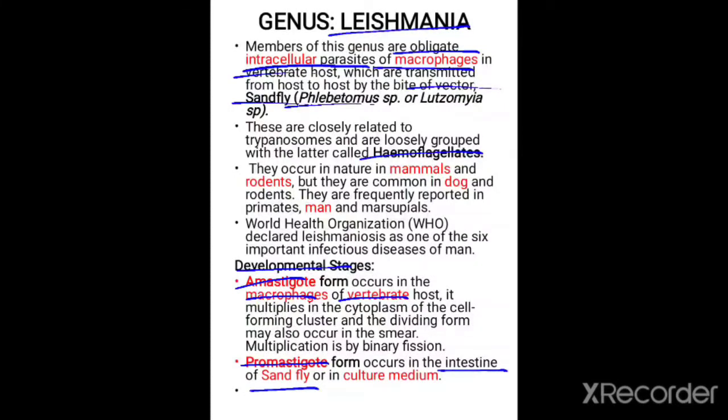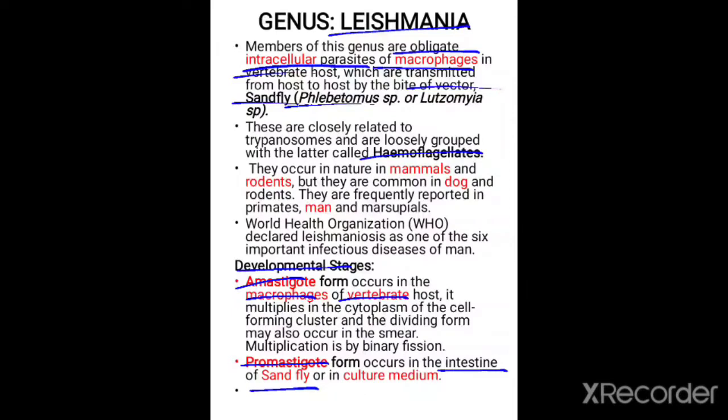After completion of the genus Trypanosoma, now it's time to discuss the genus Leishmania. The members of the genus Leishmania are obligate intracellular parasites of macrophages in the vertebrate host, and the Leishmania species are transmitted by a vector called the sandfly or Phlebotomus species, and these are also hemoflagellates. And the developmental cycle includes two forms.